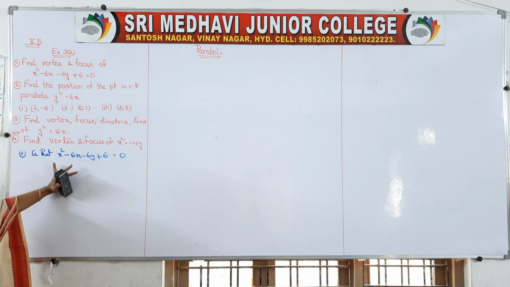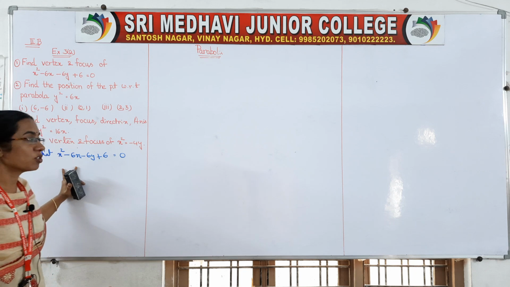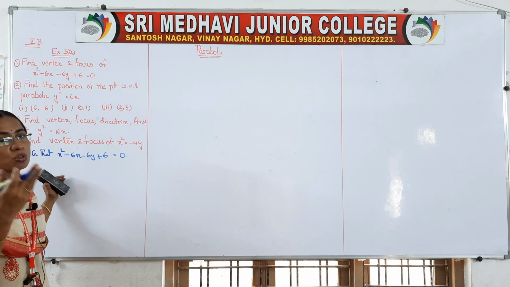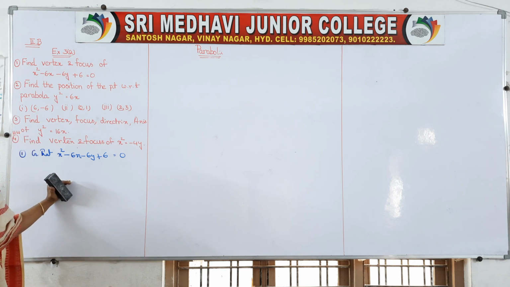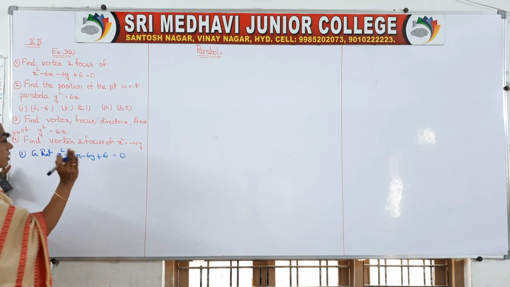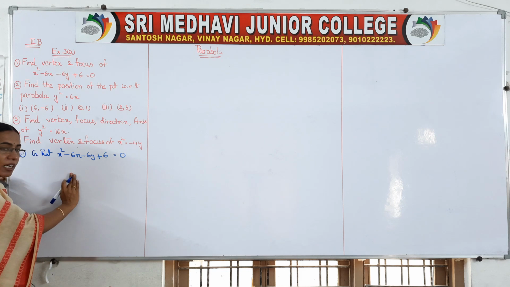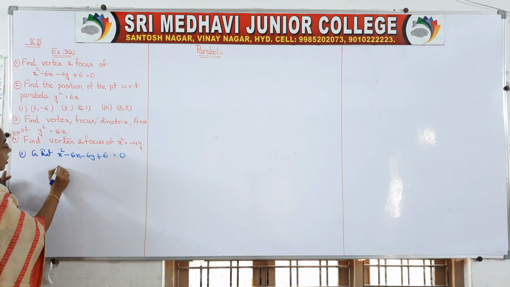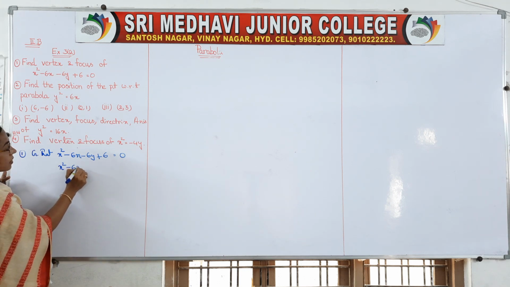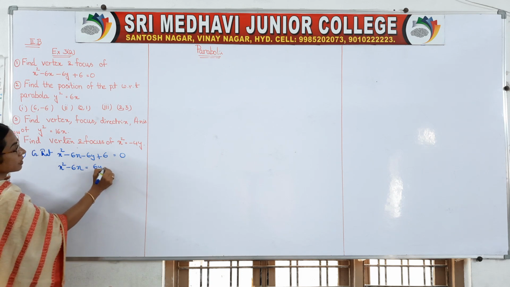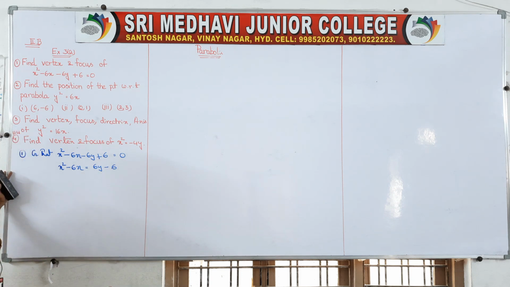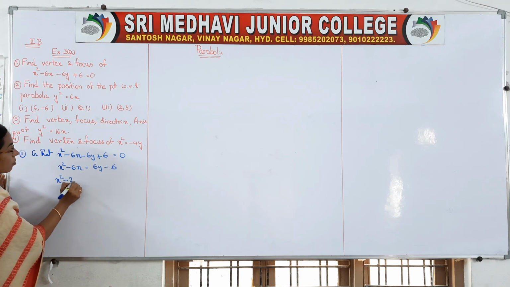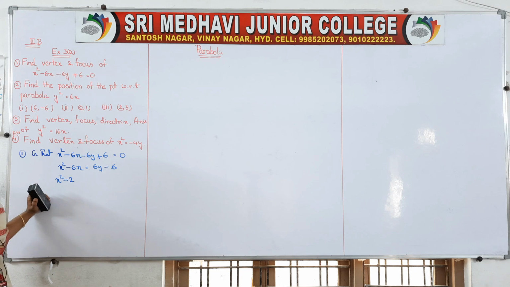Already we discussed, whenever an x square term, x term and y term are there, it can be converted into the form x minus h whole square is equal to something into y minus k. That means write all the x terms on this side and send the remaining terms to that side. So x square minus 6x is equal to 6y minus 6. Next, we can write x minus something whole square form.